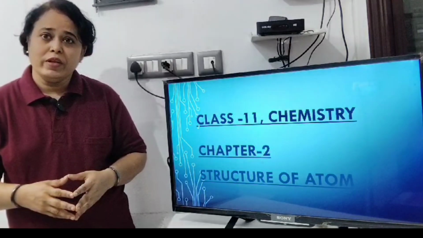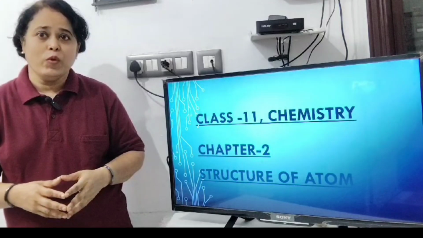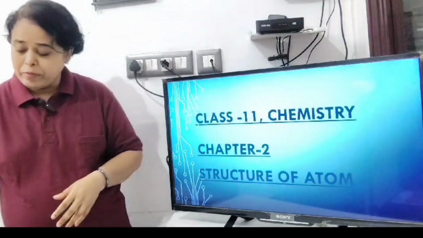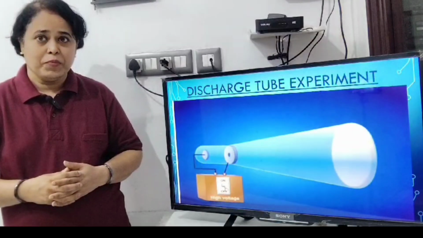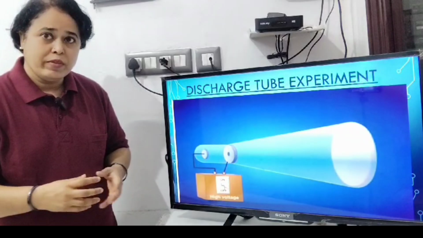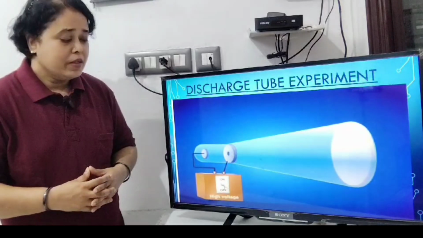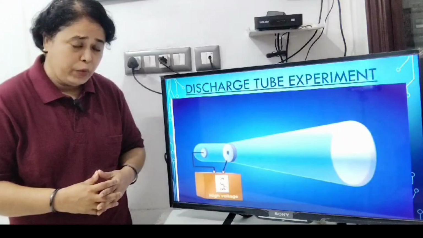Okay, we'll start with the discovery of the electron. The electron was discovered by J.J. Thomson by performing the discharge tube experiment. He took a glass tube filled with some gas. The pressure of the gas was kept at a very low value.